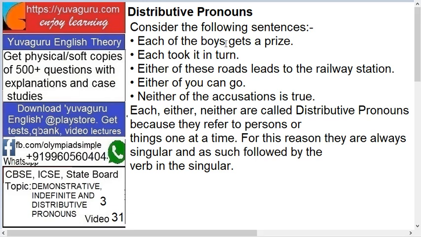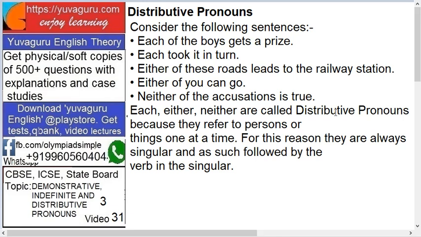Each of the boys gets a prize. Each took it in turn. Each. Either of these roads lead to the railway station. Either. Either of you can go. Either. Neither of the accusations is true. Neither. Now, the important part in these 5 sentences is, let's look at it. Each, either, neither are called distributive pronouns.